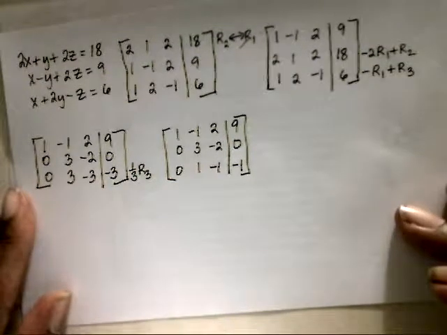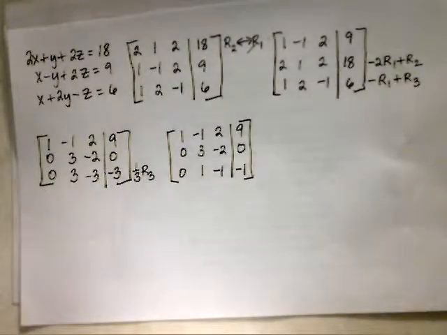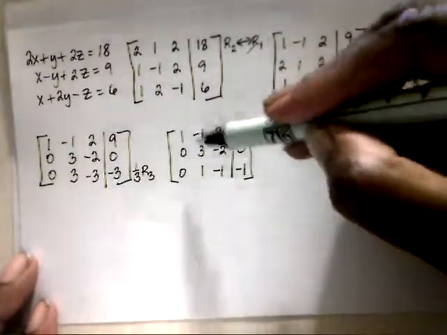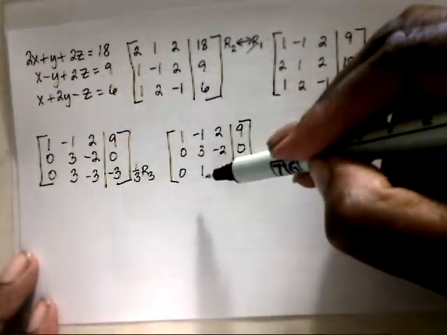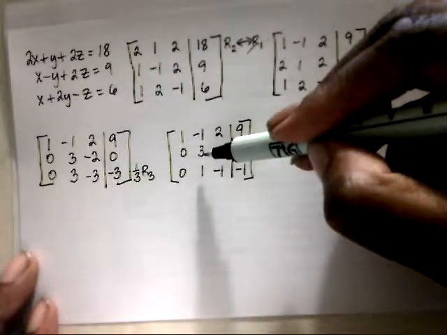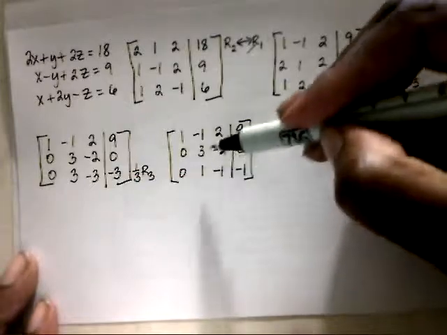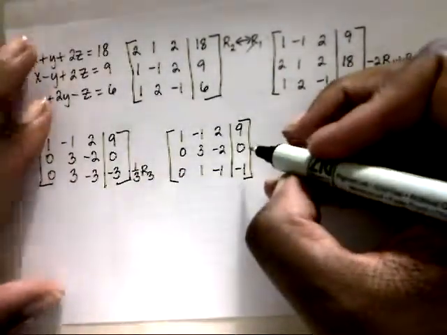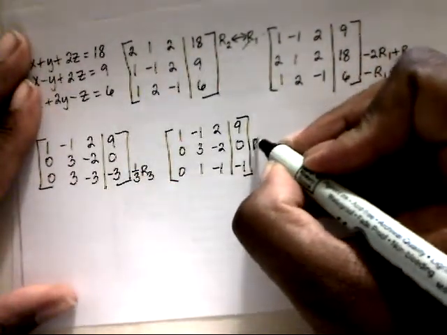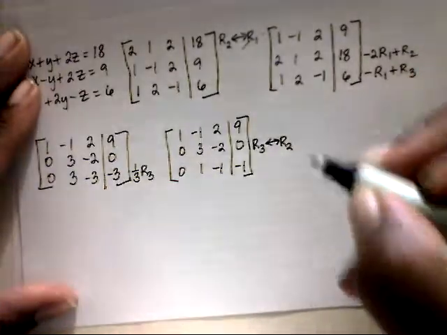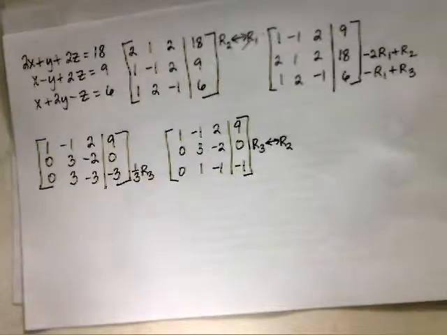Okay? Now again, my main objective is to get a 1 along this main diagonal here. Well, it would be easier for me to put this 1 in the second row, second column, by just interchanging row 2 and row 3. So here, row 3 will be interchanged with row 2. I can write it that way.